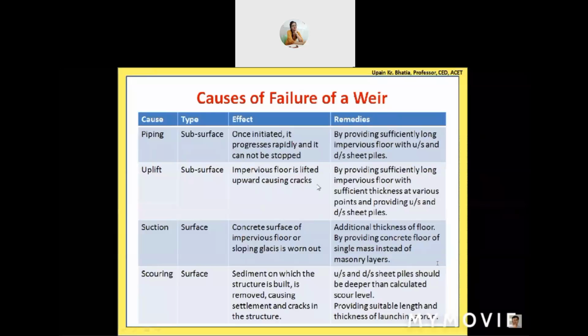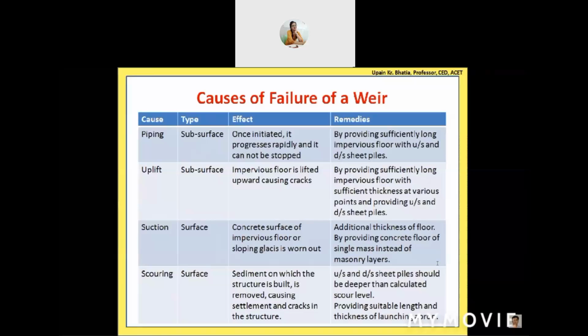This we have discussed today. And how to prevent it? By providing a sufficiently long impervious floor. A sufficiently long impervious floor is good for resistance against piping, and it is also effective against the uplift pressure. But something else is needed also: a sufficiently long impervious floor with sufficient thickness at various points. We have seen that the impervious floor has different thickness at different points. So sufficient thickness at various points should be provided.